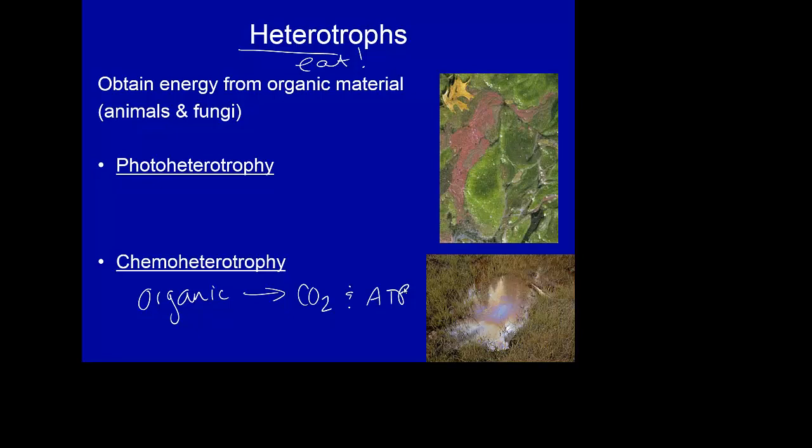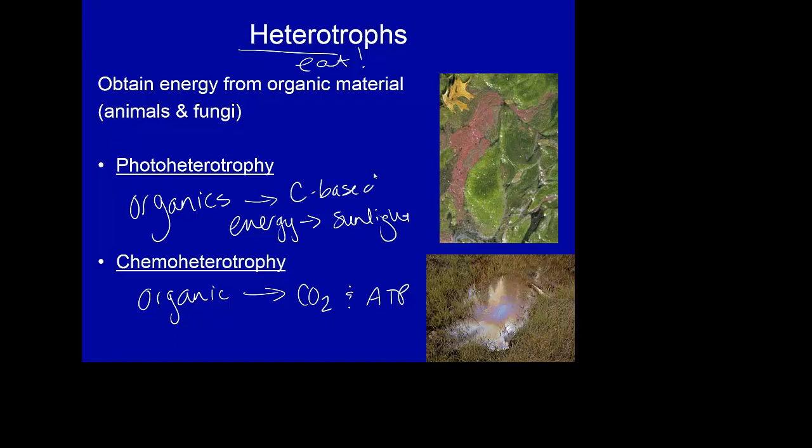Now, photoheterotrophs then are a little weird, okay, because they're looking at taking the carbon from their environment, so the organics as normal, but their energy is actually coming from sunlight. So they're going to use the organics for the carbon-based structures that they need, but they're going to get their energy all from sunlight. So I give you a couple of examples on the side here.